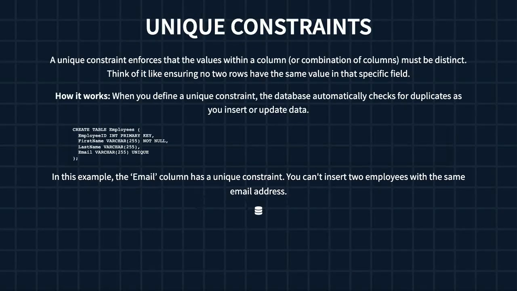Okay, let's talk about unique constraints. Essentially, they're rules you set in your database to make sure certain fields always contain different values. It prevents duplicate entries. Imagine trying to add two customers with the same email address. When we define a unique constraint on a column or set of columns, the database automatically checks for duplicates as you're inserting or updating data. For instance, if you create an email column in your employees table and apply a unique constraint, no two employees can have the same email. It's a really helpful way to maintain data integrity.